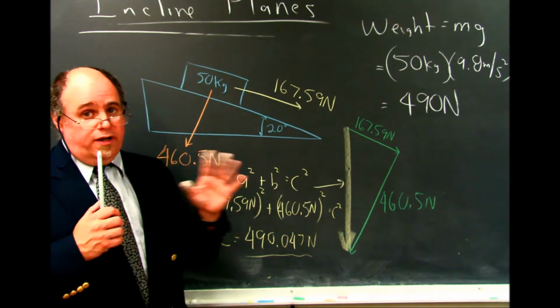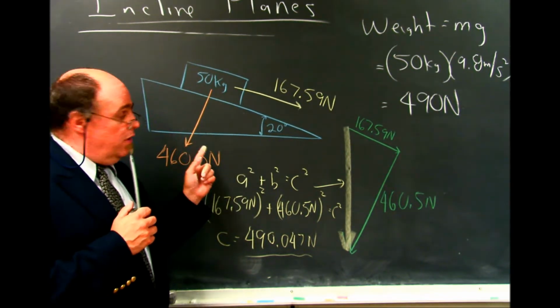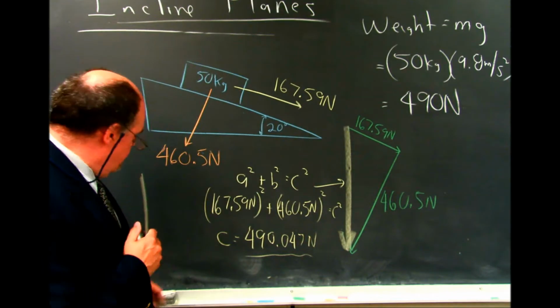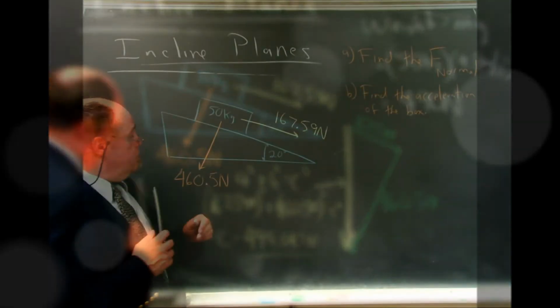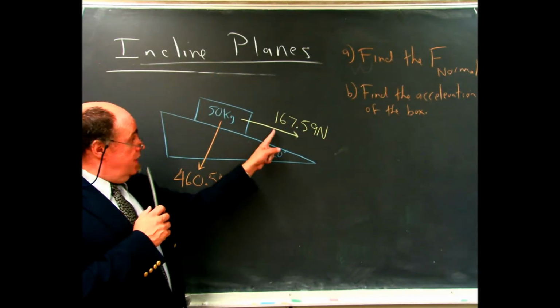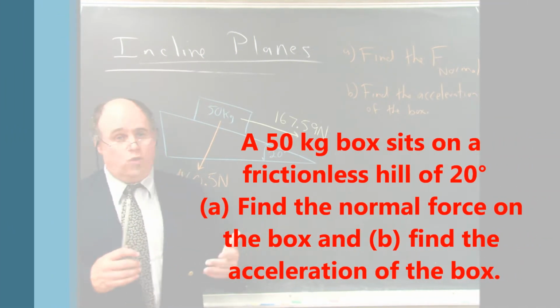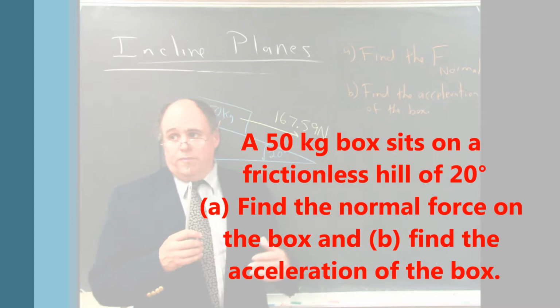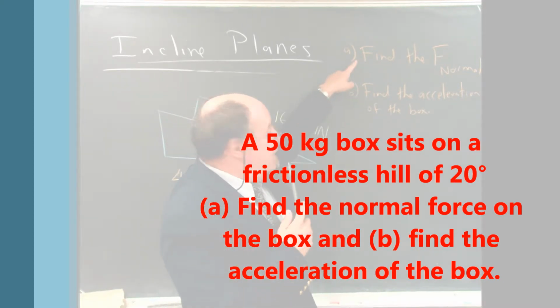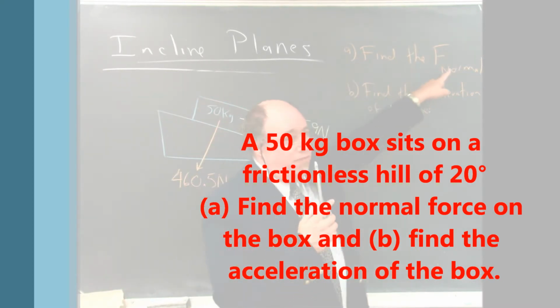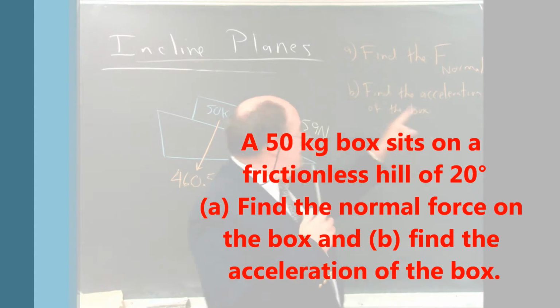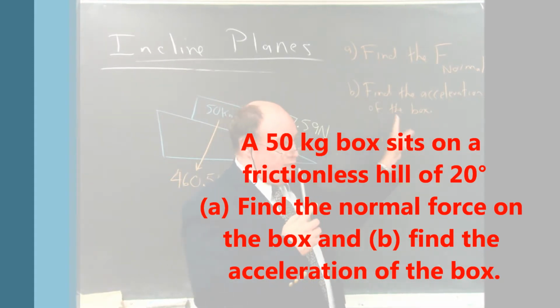So whenever I'm on an inclined plane, I never ever draw the weight going straight down. Okay. So if we're looking at this box and we have the parallel force and the perpendicular force, usually there's a word problem that has questions involved with it. Here's question A. Find the normal force on that particular box. And then the second question is find the acceleration of the box.